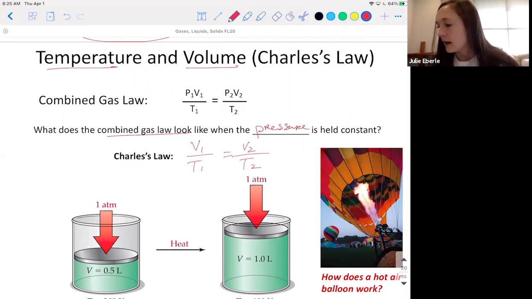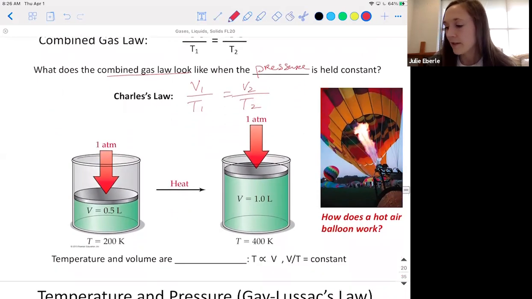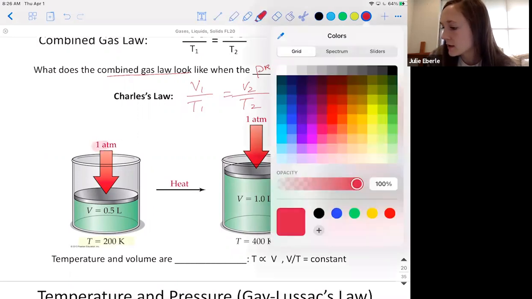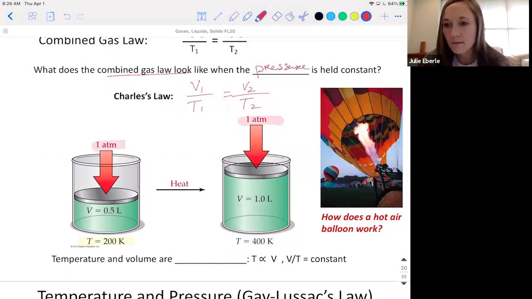Again, this picture with the cylinder, if you have gas at 0.5 liters, that's the volume, 1 atm pressure. And now we're given some extra information. It tells us the temperature is 200 Kelvin. Well, we're holding pressure constant. So pressure is going to be the same here, 1 atm on both sides. But let's look at what happens if we heat up the cylinder, the gas. This is actually how hot air balloons work. So I'm going to talk about that in a second.